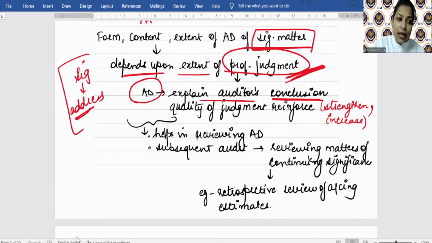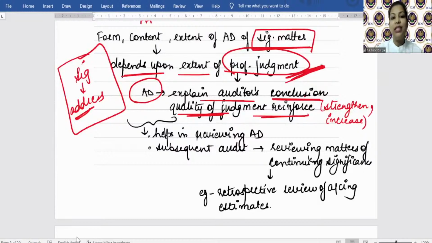So if you are maintaining a documentation, it is going to explain the auditor's conclusion. Also, the quality of judgment will be reinforced. That is, the quality of judgment will be increased, strengthened. जब आप कुछ writing में सब कुछ note down कर रहे हो, obviously the quality of judgment is going to be increased. All these audit documentation of the significant matter of the professional judgment helps in reviewing the audit documentation.